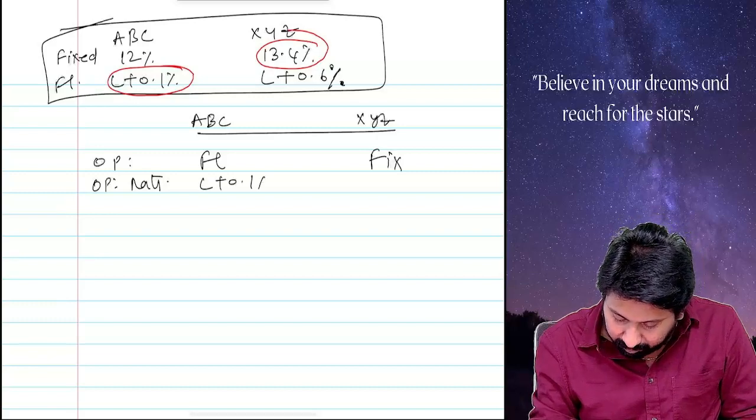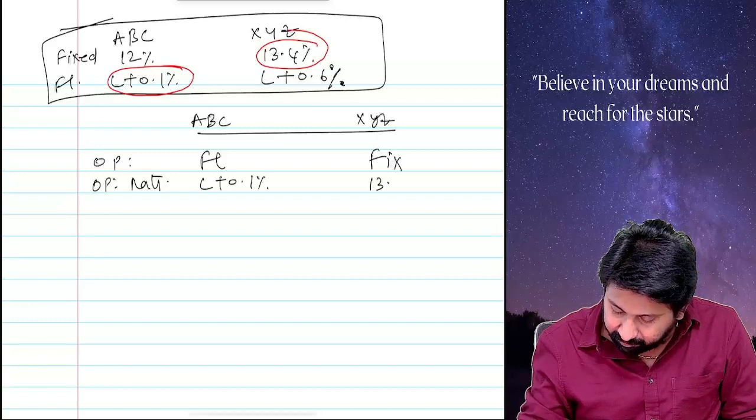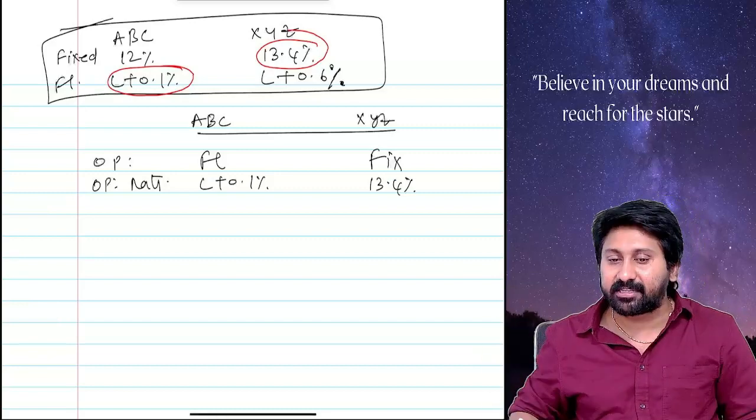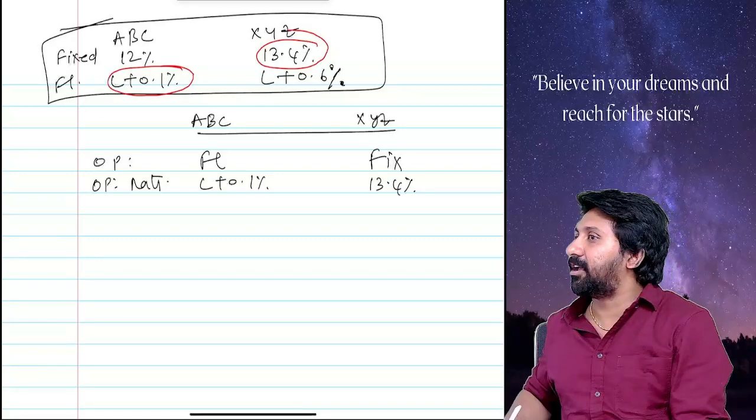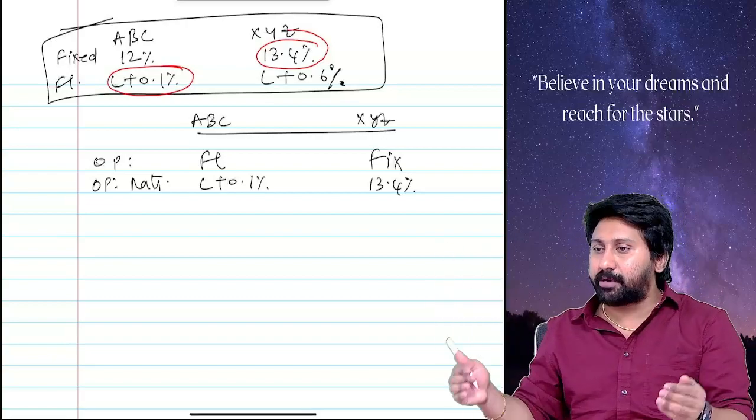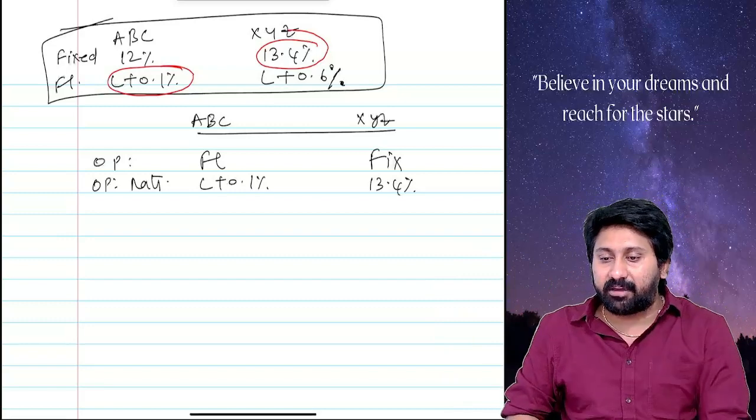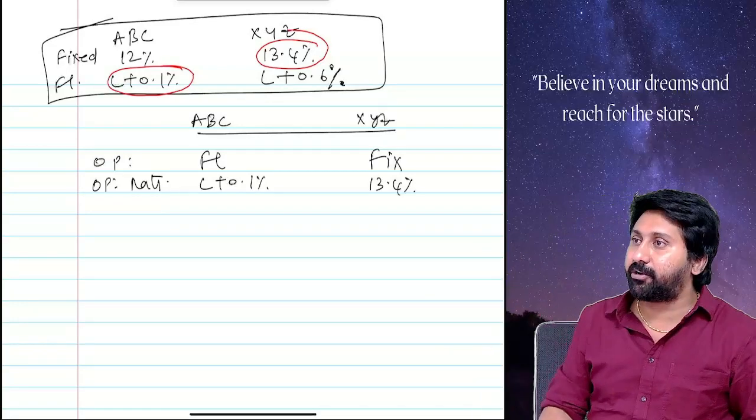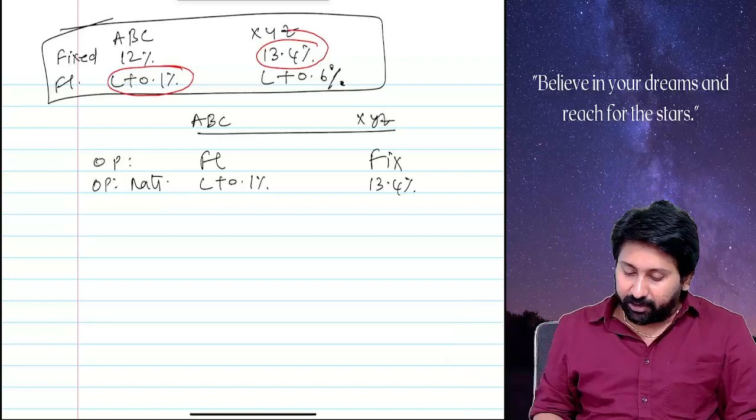LIBOR plus 0.1. Next, 13.4%. But will they be doing like this or not? Will not. Who entered into the agreement? ABC and XYZ entered into the agreement through a dealer. Now what did they want to do? They wanted to swap their positions. Tell me. Who wanted to take fixed?